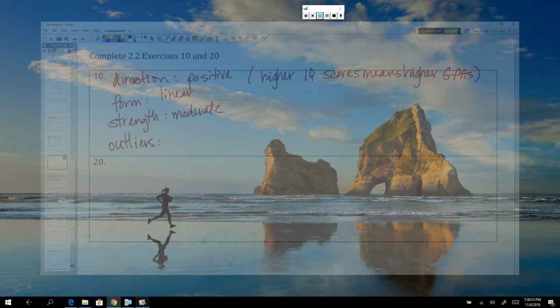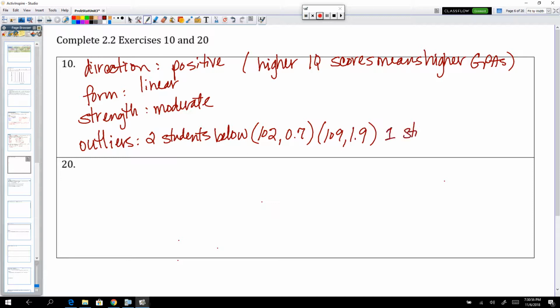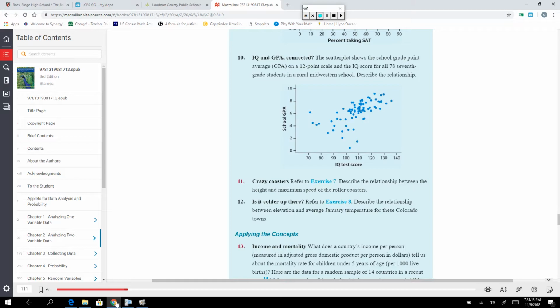Whenever we have you write outliers, we want to make sure that you call them out with their coordinates, okay? So 2 students are below the trend or the pattern. Those students are at 102 IQ with a GPA of 0.7 and 109 at a GPA of 1.9. And then there's one student above the pattern, and that student is at 72 IQ and a 7.3 GPA. Okay? So that's how you would address describing the relationship.